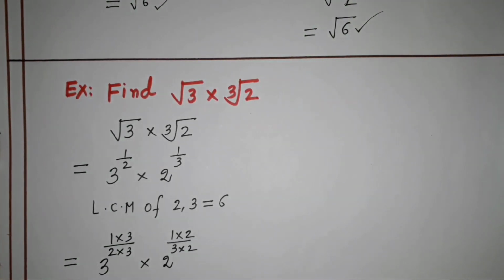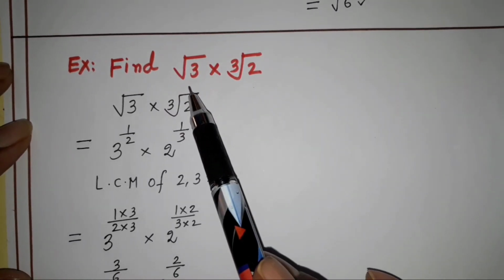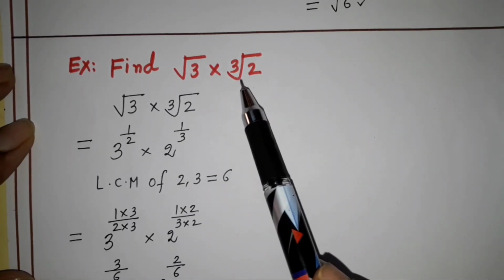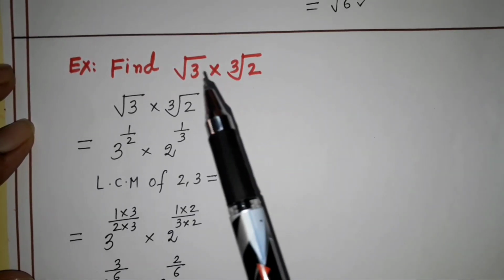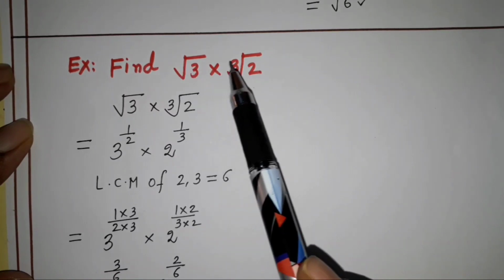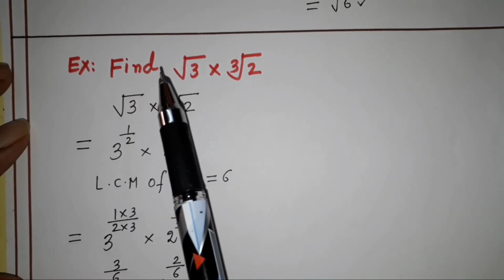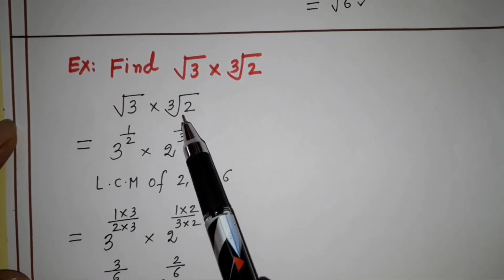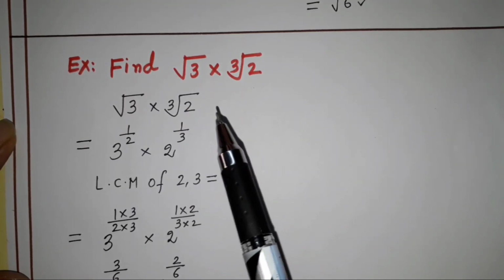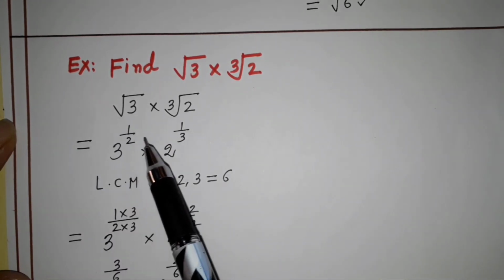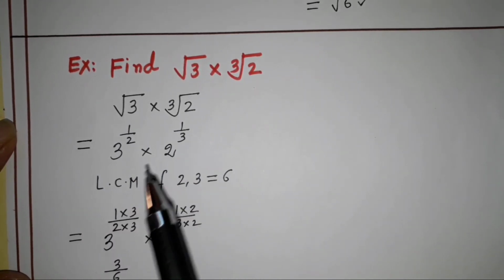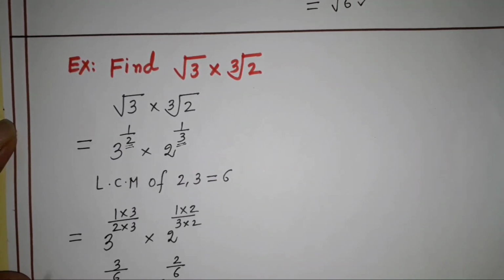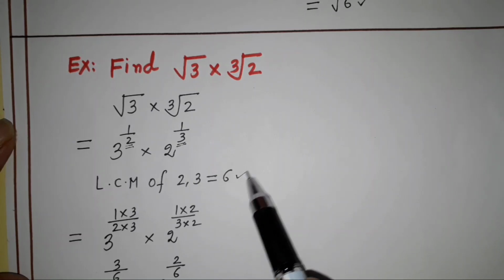One more example. Suppose if it is asked to find root 3 into cube root 2. We need to multiply these two, but their order is not same. This is square root, 2 is the order, this is 3 is the order. So what I told you, we have to make their orders equal. For that, you convert this both into exponential form. Root 3 can be written as 3 power half, into cube root 2 can be written as 2 power 1 by 3. Orders are nothing but these denominators 2 and 3. So take their LCM. The LCM of 2 and 3 is equal to 6.